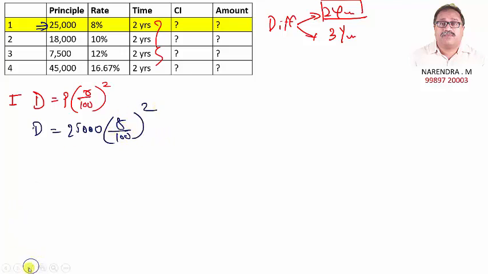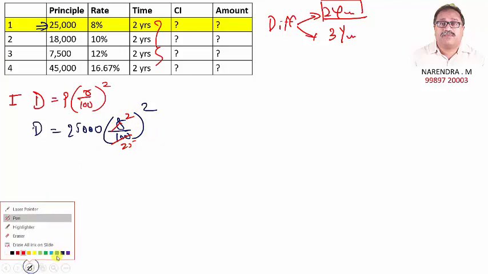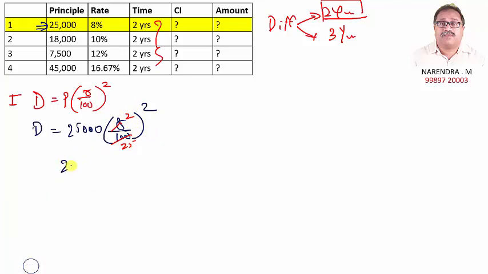Now you can see that if I cancel these values, 8 and 100 both cancel by 4, so I can write this as 25,000 into 2 square, which is 4, by 25 square, which is 625. Now I'll cancel this number. With 25 it gets cancelled 25 times, it gets cancelled 1000 times, and again it gets cancelled 40 times. So 40 into 4, that is 160.